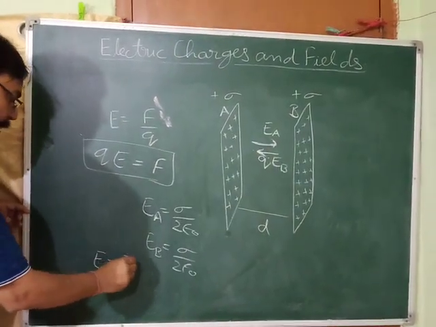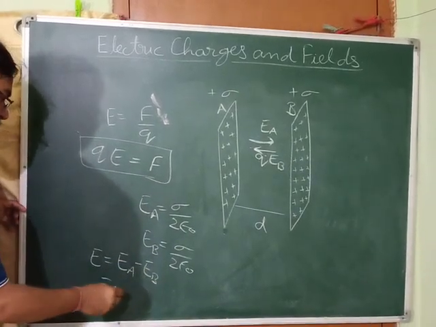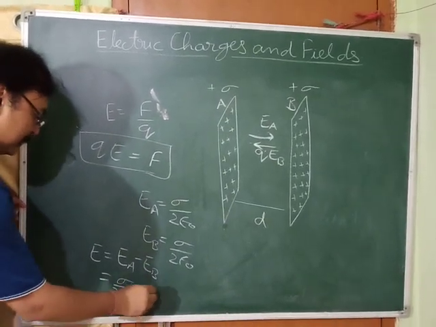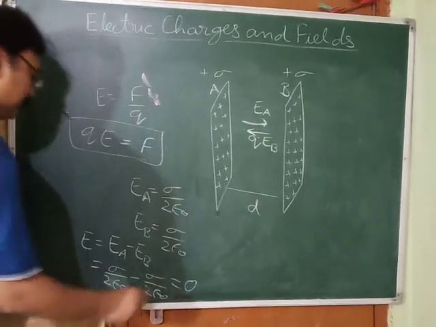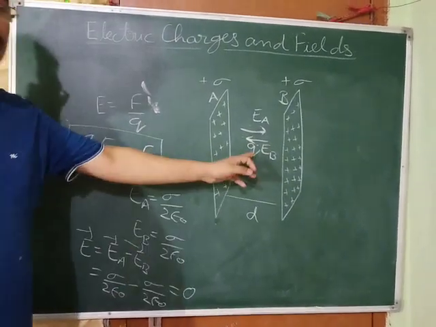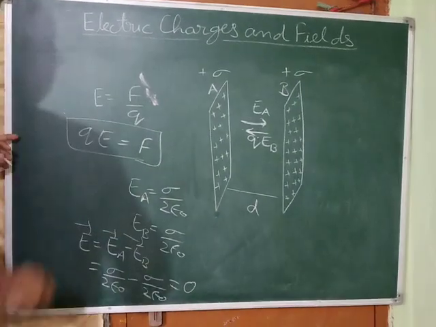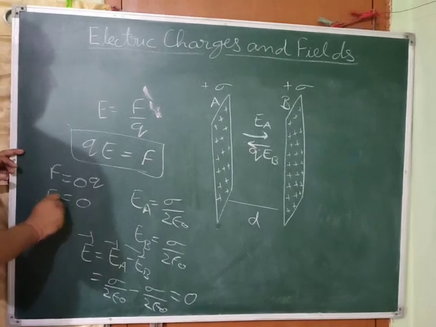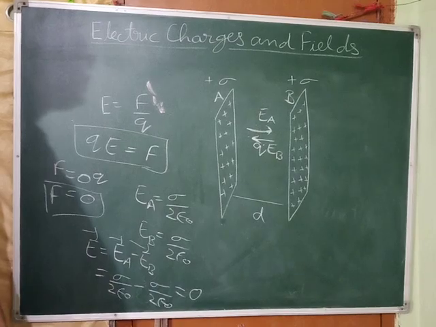So we can write EA minus EB. So what will we get? Sigma by 2 epsilon naught minus sigma by 2 epsilon naught. What is that? 0. So the electric field is 0 over here. When the electric field is 0, what about the force? You will get from here, force will be 0 into Q, and that is 0. So no force will be acting on the charge which is placed between the plates.